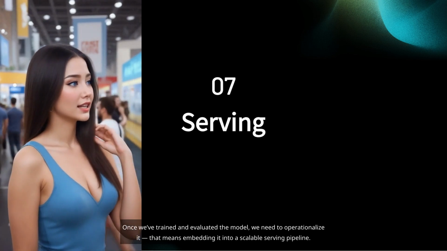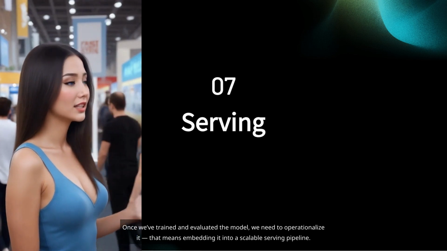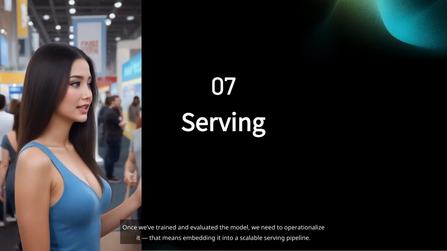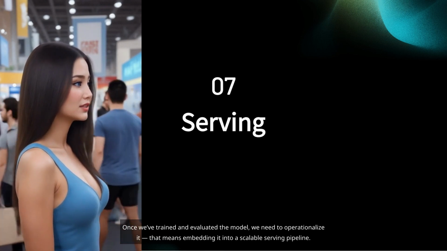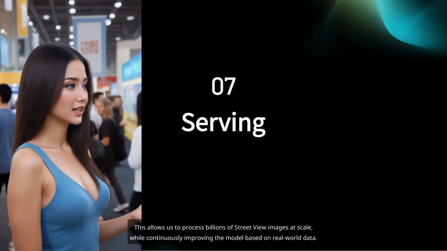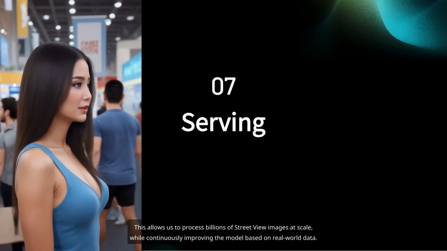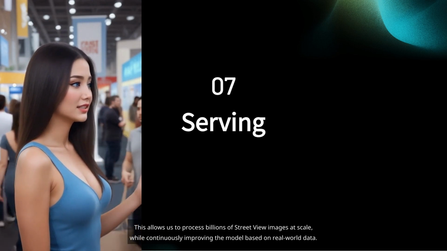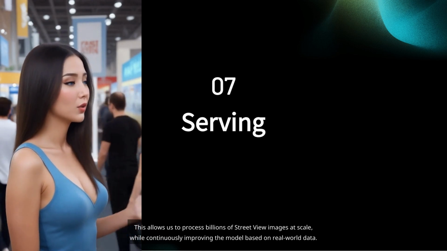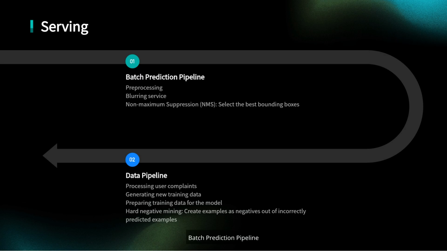Once we've trained and evaluated the model, we need to operationalize it. That means embedding it into a scalable serving pipeline. This allows us to process billions of Street View images at scale while continuously improving the model based on real-world data. Batch prediction pipeline. First, let's talk about how we serve predictions at scale for massive datasets.